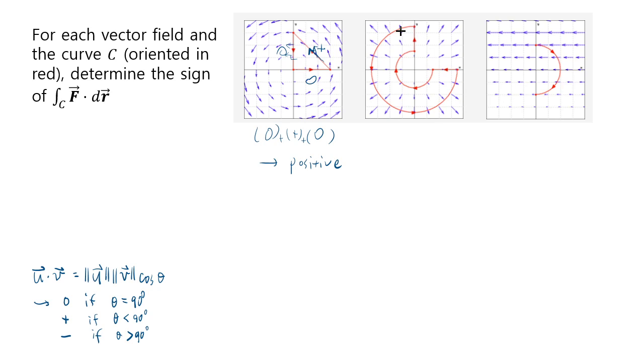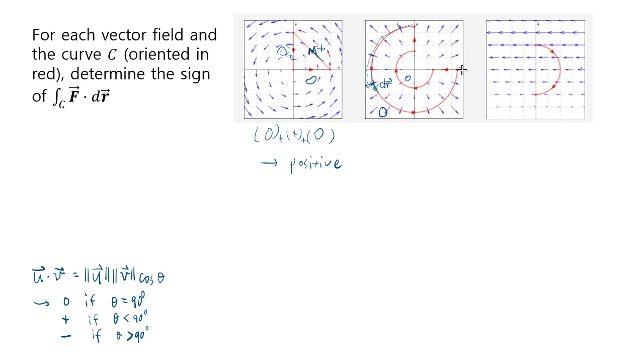For this second example, I see that these vector fields on this larger circle are always perpendicular to the path. So at any moment, dr, which is the small increment in the path direction, and the f, which is the vector field, they're 90 degrees, so over here it will be 0. The same thing happens for the small circle.